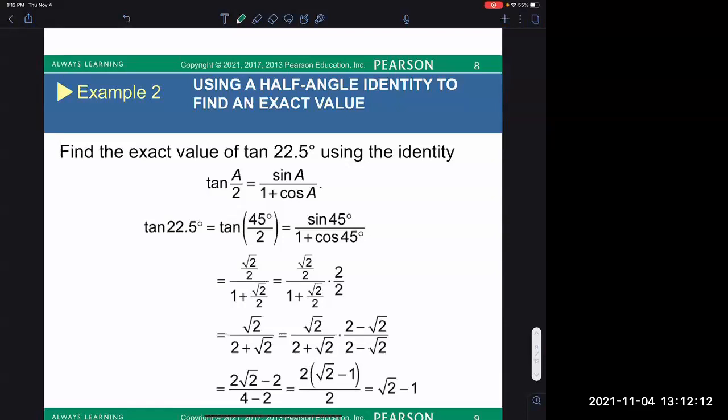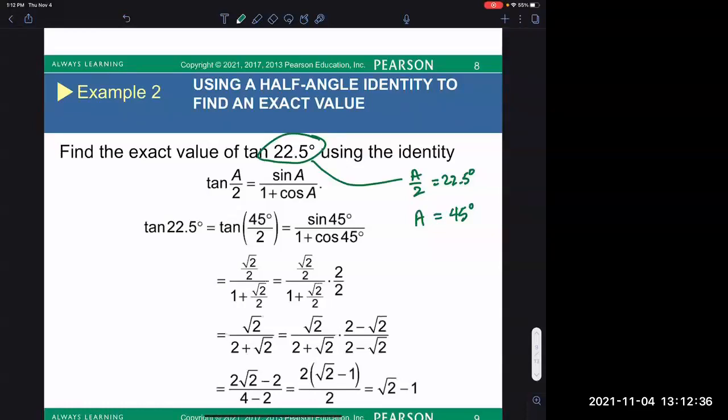So in this case, however, let's still work with what we got. So we have 22.5 degrees. So if that's A over 2, that means that the angle we'll use in our formula would be double that, or 45 degrees. And that's an angle for sine and cosine that we know.